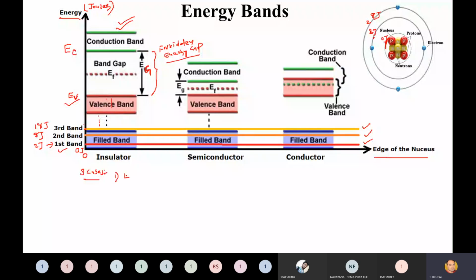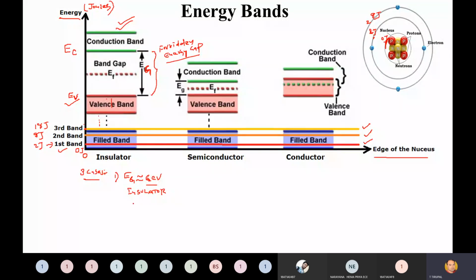First case: energy gap, the forbidden energy gap, Eg. Energy gap is approximately equal to 6 electron volts. Now, if the energy gap is approximately equal to 6 electron volts, what happens? Then that type of system is called an insulator. Very, very important. An insulator. Because see, what is an insulator?